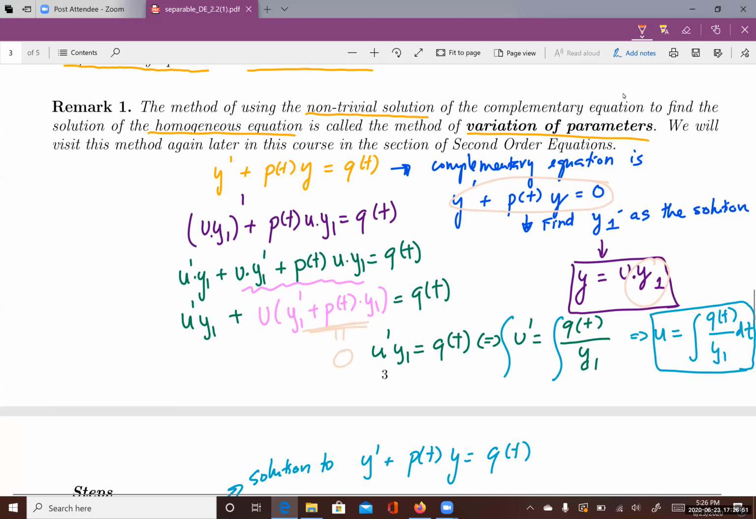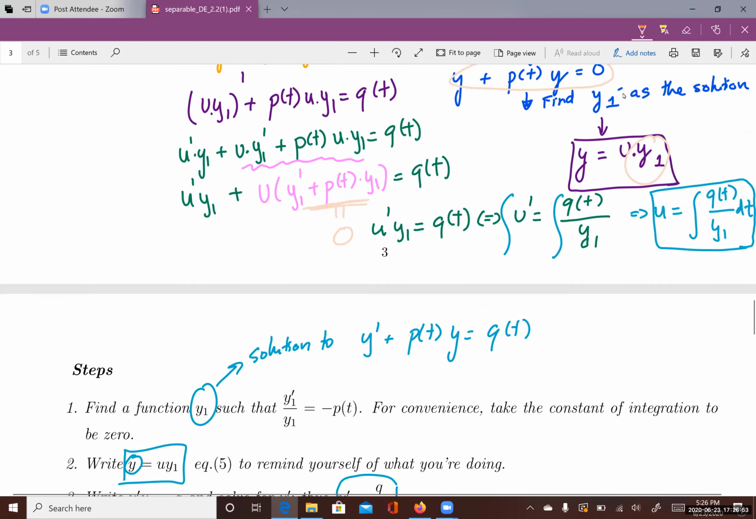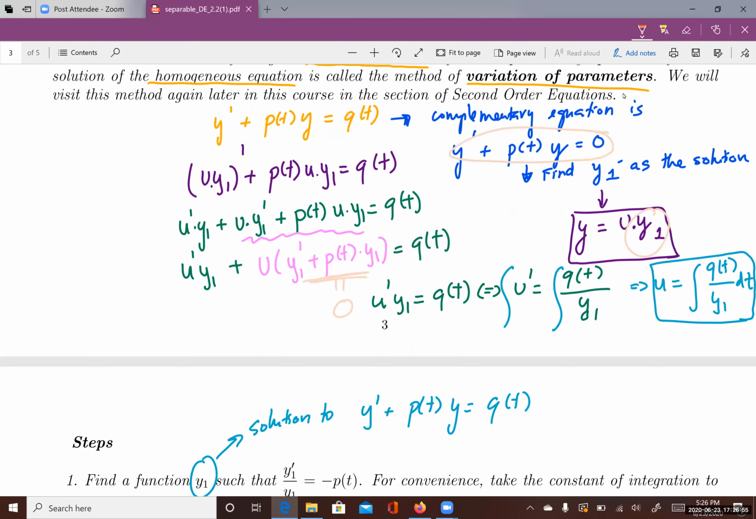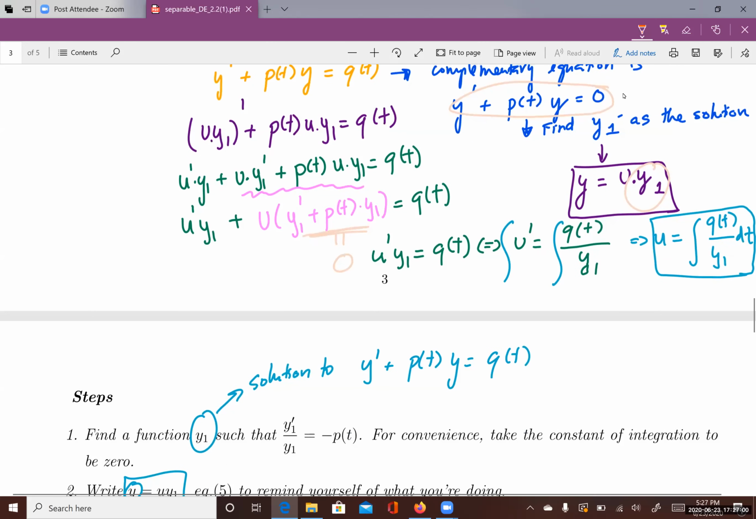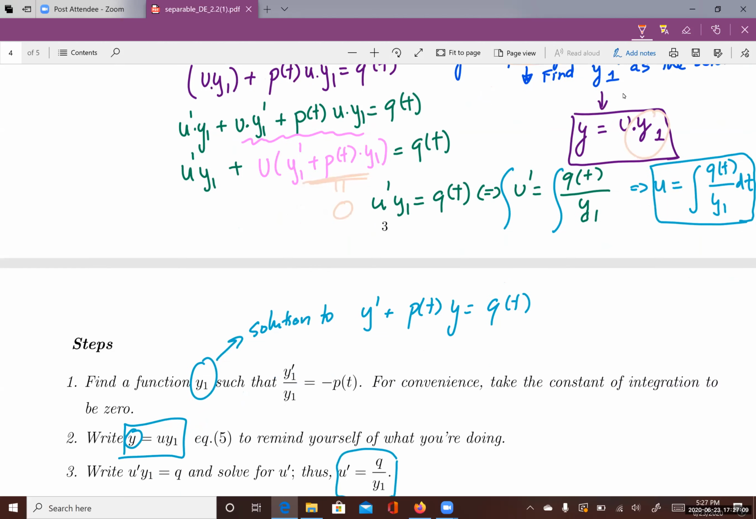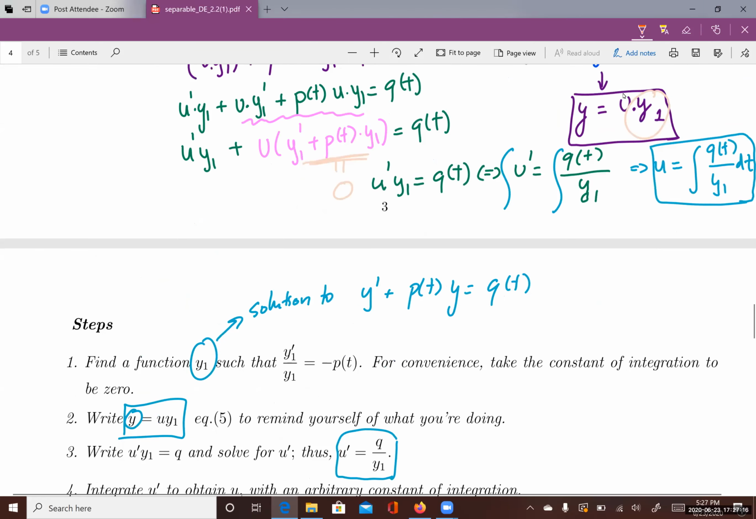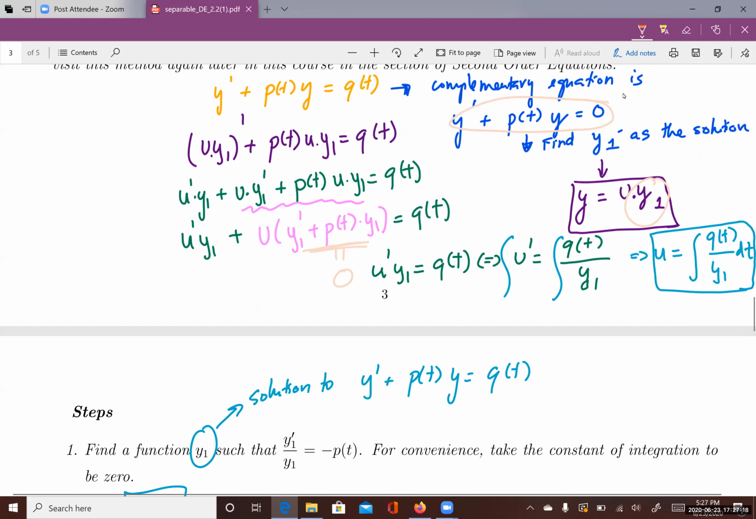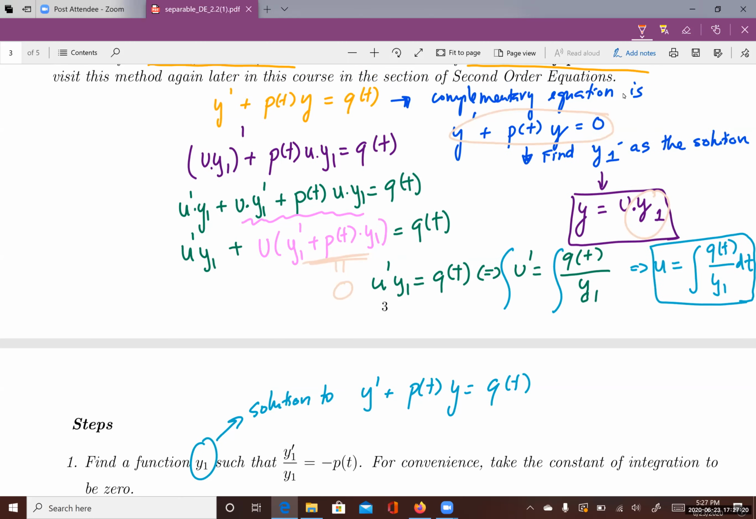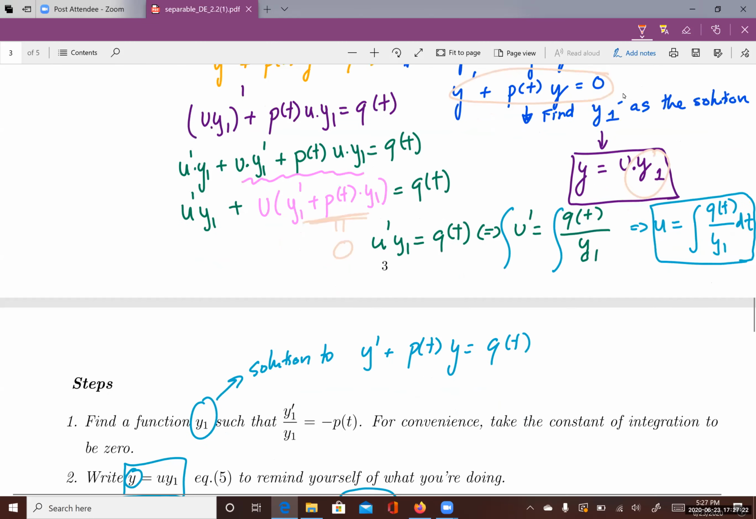Okay, once you have y1, then you set y equals u times y1, and you can find u by solving for u prime equals q of t divided by y1, and you can just integrate both sides to find u. And once you have u, you can just plug u into this equation to find y, which is the solution of the non-homogeneous equation. This is an example of it.